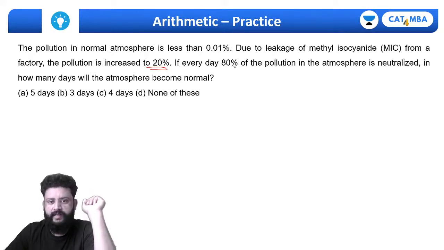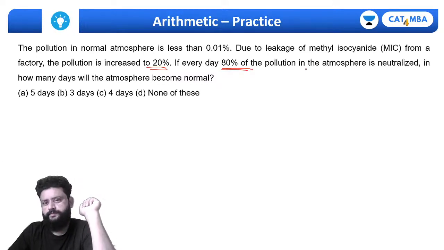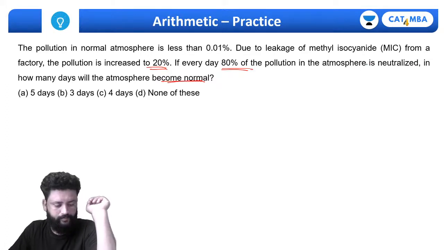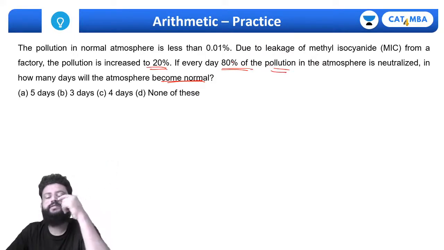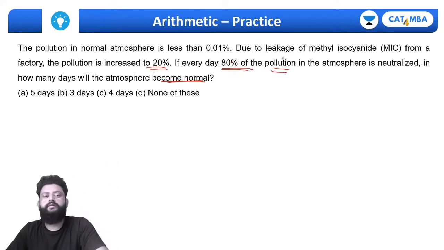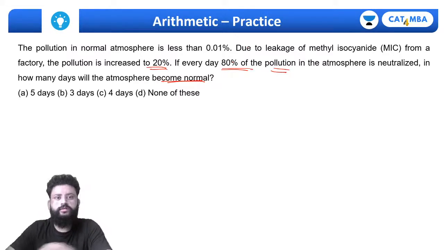If every day 80% of the pollution in the atmosphere is neutralized, in how many days will the atmosphere become normal? So 80% of the pollution, you need not think about all, means the atmosphere as total.